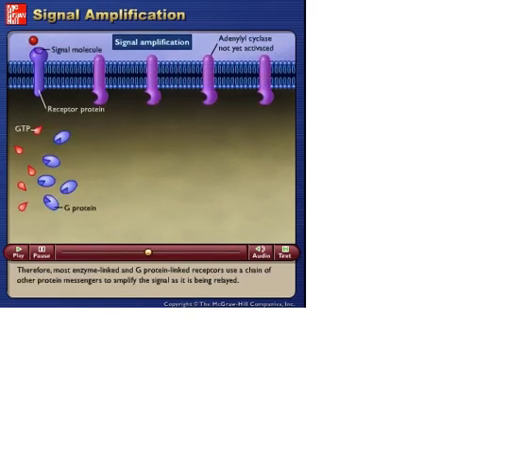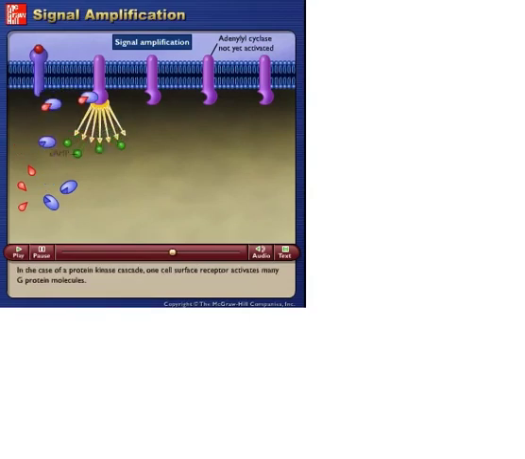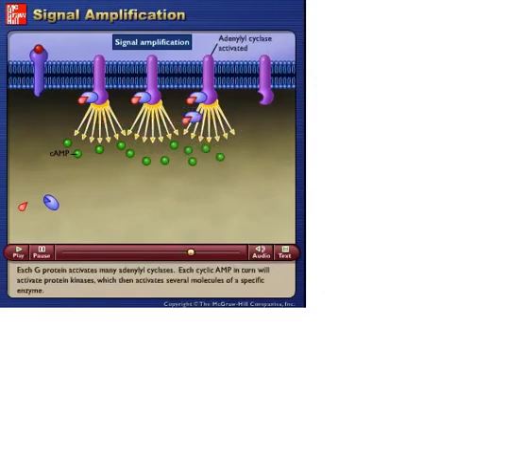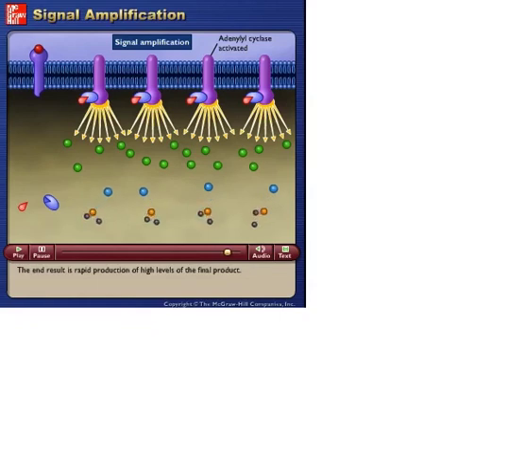Therefore, most enzyme-linked and G-protein-linked receptors use a chain of other protein messengers to amplify the signal as it is being relayed. In the case of a protein kinase cascade, one cell surface receptor activates many G-protein molecules. Each G-protein activates many adenylyl cyclases. Each cyclic AMP in turn will activate protein kinases, which then activate several molecules of a specific enzyme. The end result is rapid production of high levels of the final product.